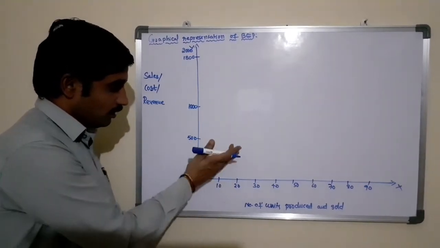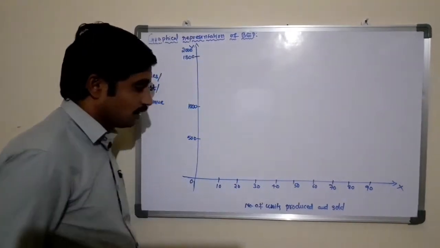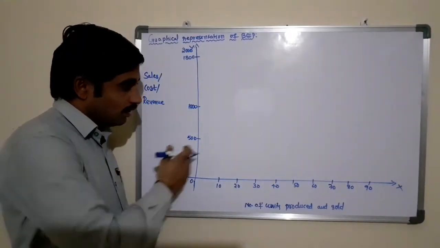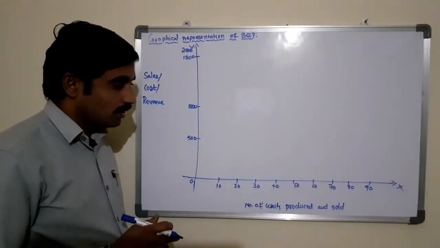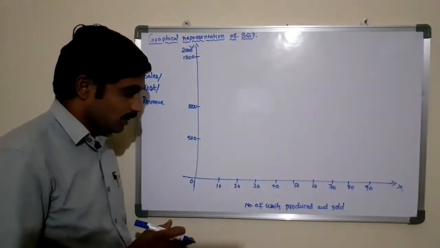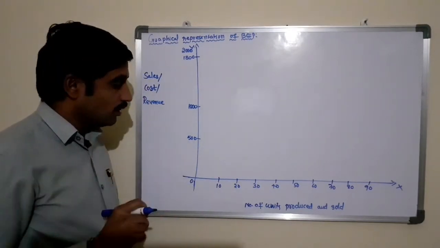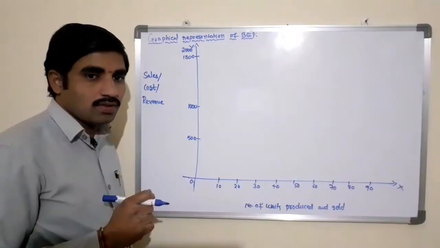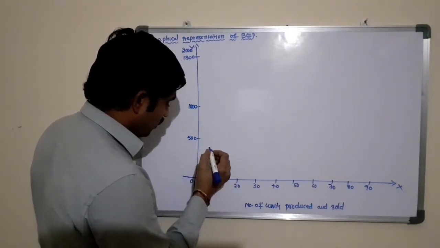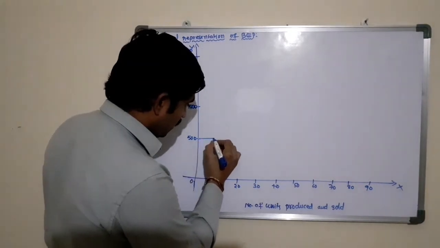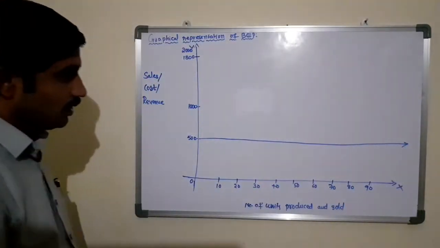Let us point out the points and plot the points and connect the points in the graph in order to ascertain the fixed cost line, variable cost line, and the total cost line. The first column is the number of units produced and sold, so that data is taken on x-axis. The second column in the schedule is the fixed cost column. The fixed cost column is the cost of the production fixed at 500. Now we are taking 500 at 10, 20, 30, 40, 50, 60, 70, 80, 90.